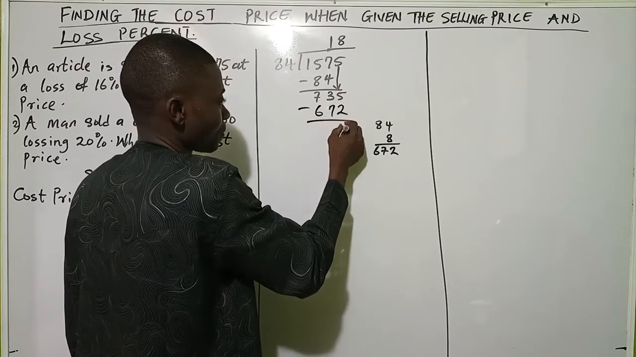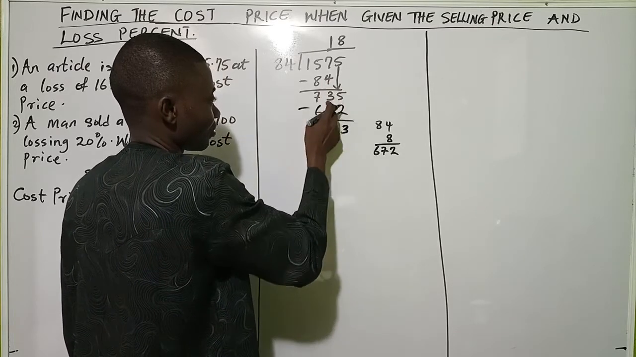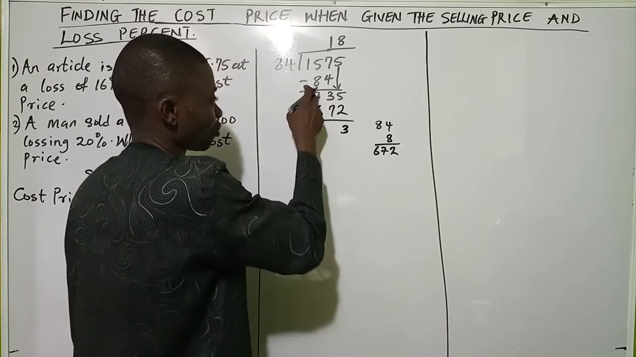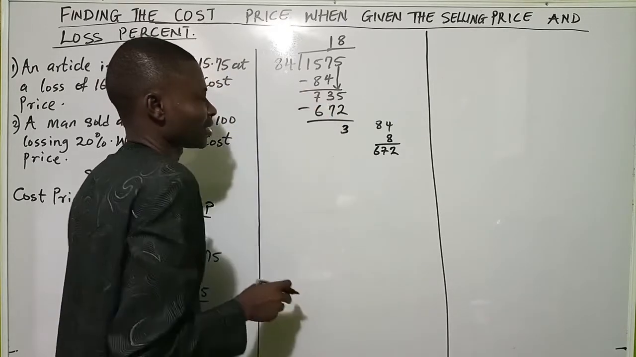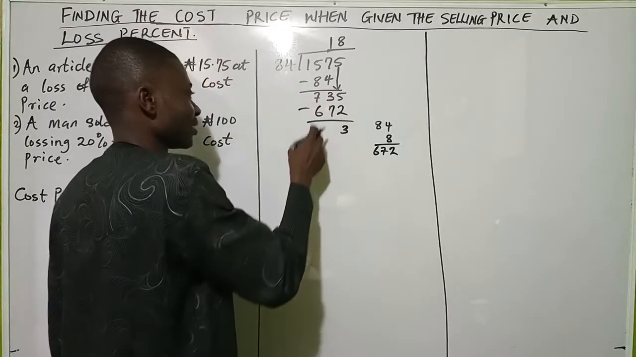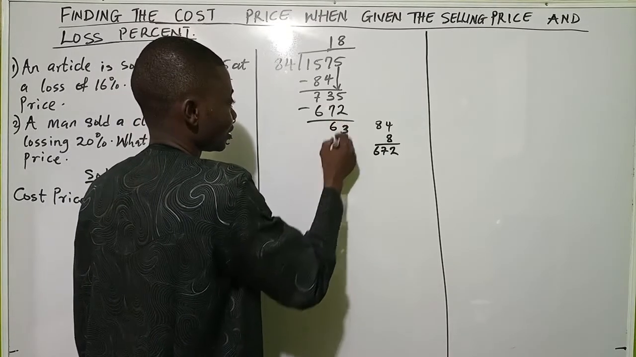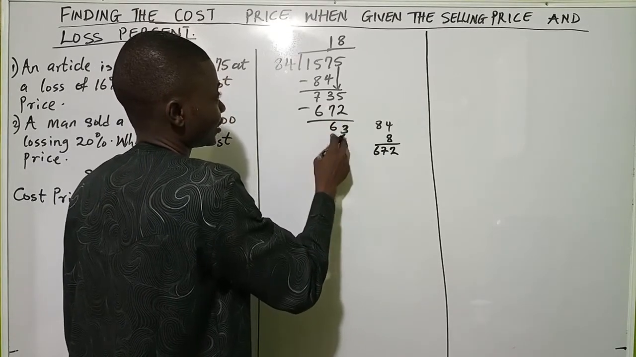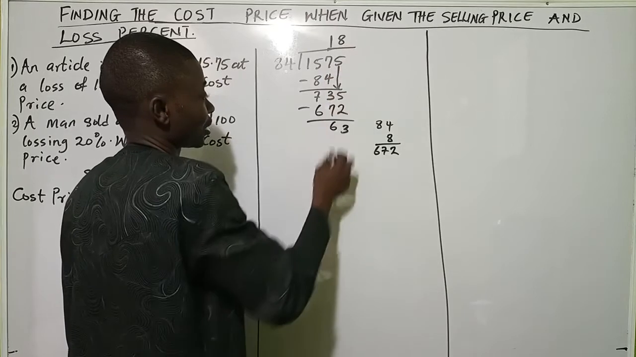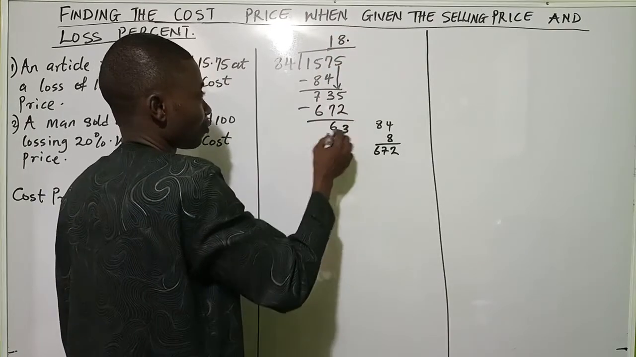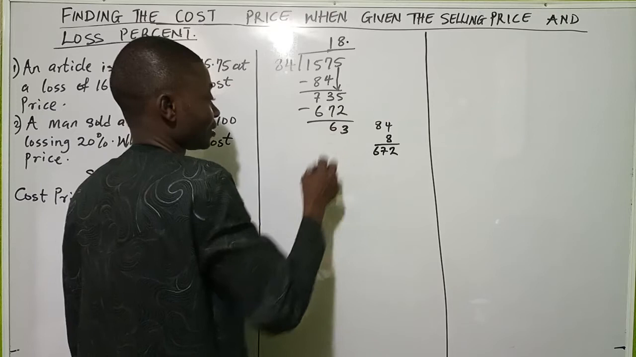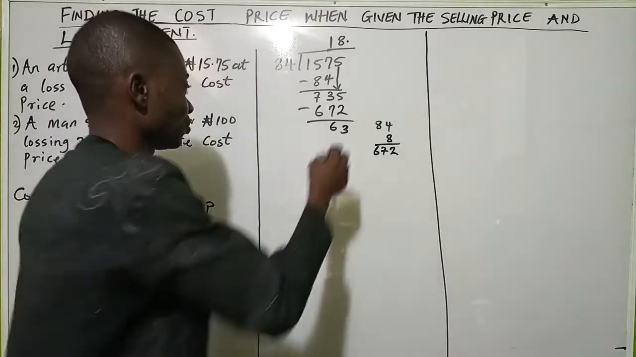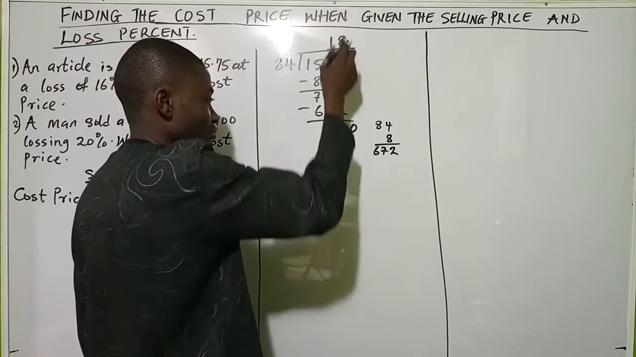So what do we do? We subtract again. 5 minus 2 is 3. 3 minus 7 is not possible. Borrow 1 from 7 and put it there, it becomes 13. 13 minus 7 is 6. So that gives us 63. Is there anything remaining here? Not at all. So we put our point. How many 84 do you have in 63? It is not possible. So we add 0, and then put that point there.